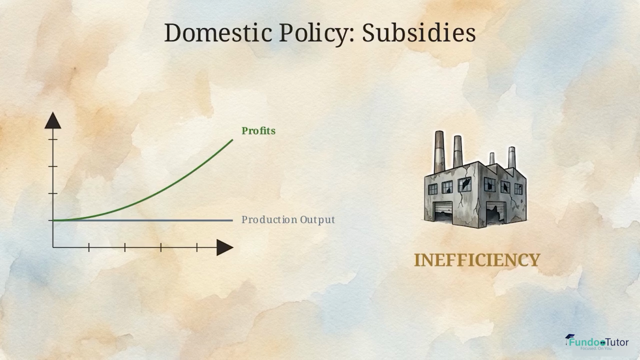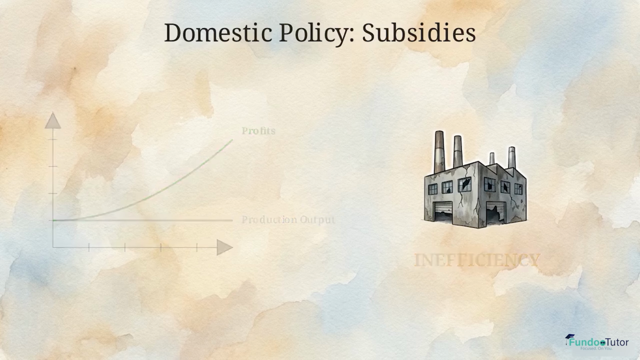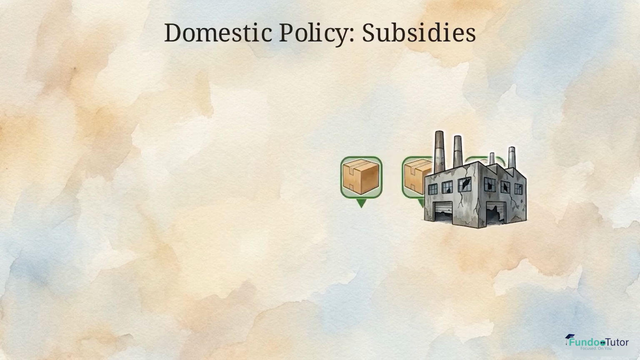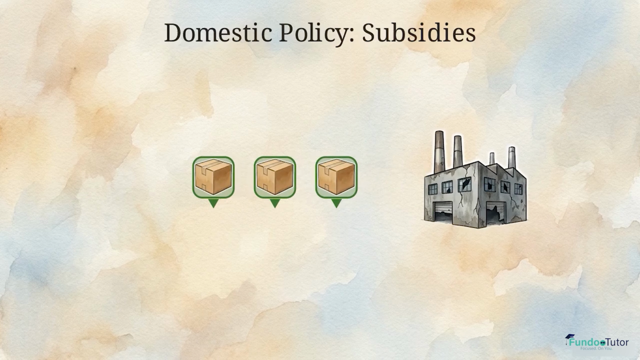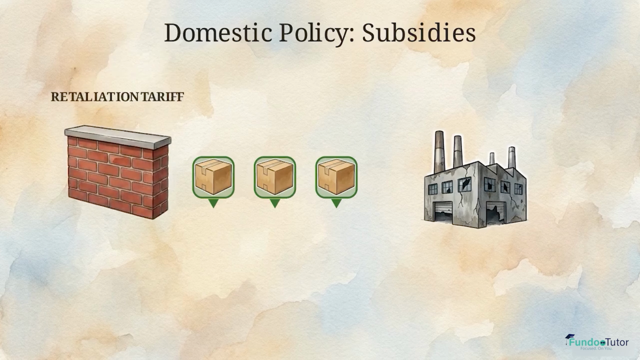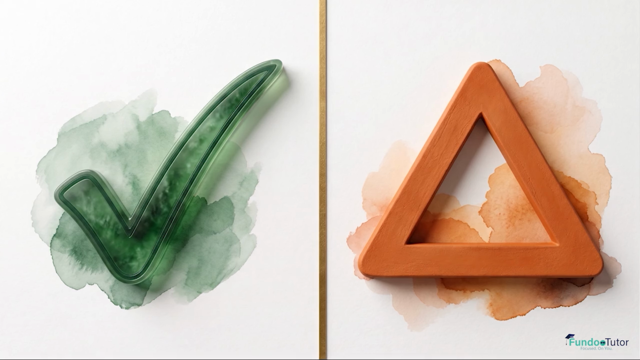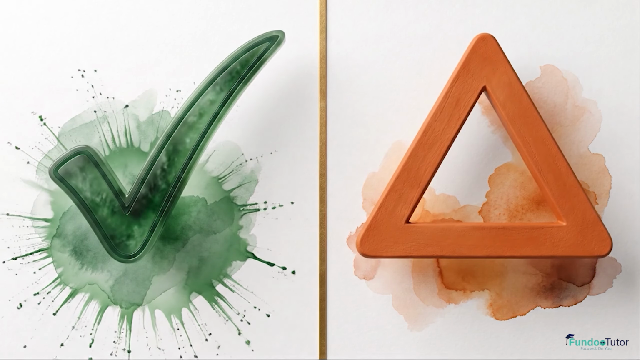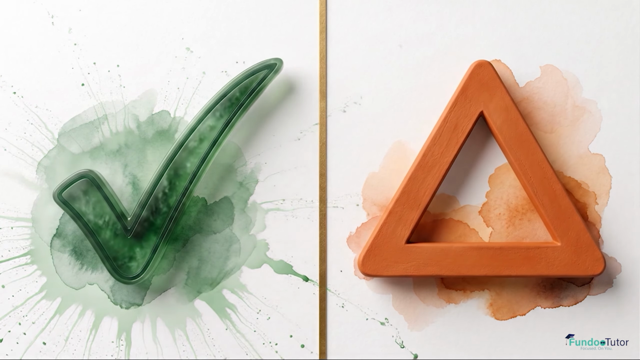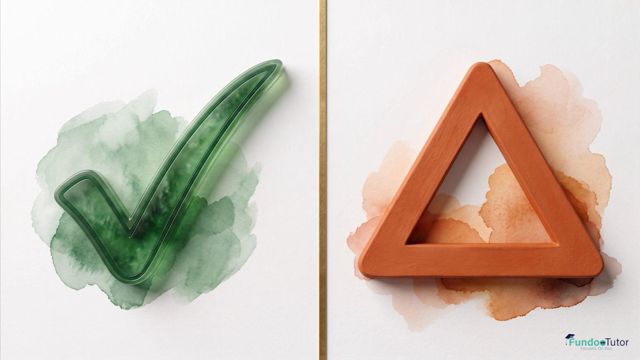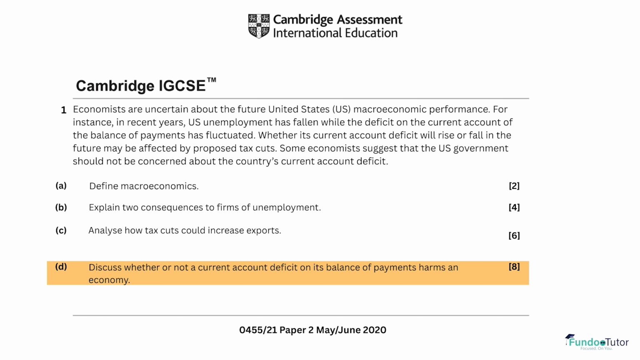First, reliant domestic firms might absorb the subsidy as profit rather than lowering prices, breeding inefficiency. Second, foreign governments might view the subsidy as unfair and retaliate by imposing their own tariffs, artificially blocking the export demand regardless of how low the price drops. Subsidies create a mathematical advantage in price competitiveness, but they carry severe behavioral and geopolitical risks that can neutralize the benefits entirely. This brings us to the ultimate 8-mark evaluation question.